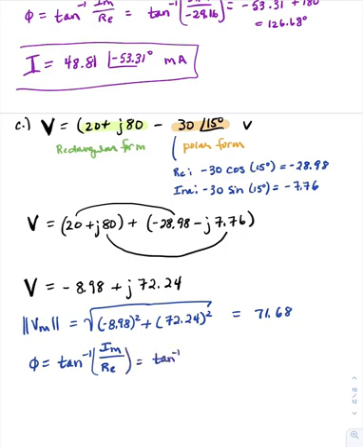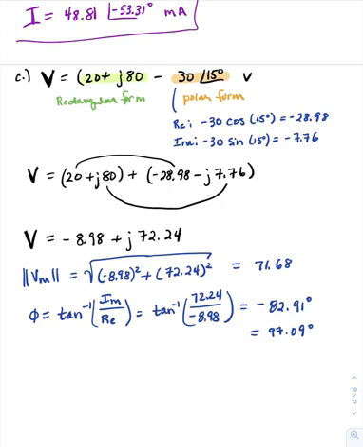72.24 over minus 8.98, which would give us, all right, inverse tangent 72.24 divided by minus 8.98. That would be minus 82.91 degrees, and let's add 180. I don't know if they did that, which is 97.09 degrees.